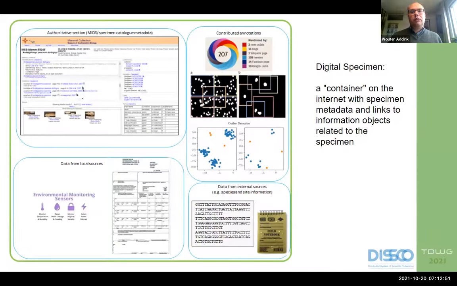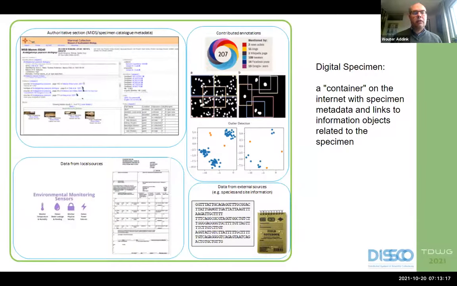So what does a digital specimen look like? This is a very simple representation. You can see it as a container on the internet that contains what we call authoritative specimen information. That is the MIDS level metadata that is derived from the collection management systems.